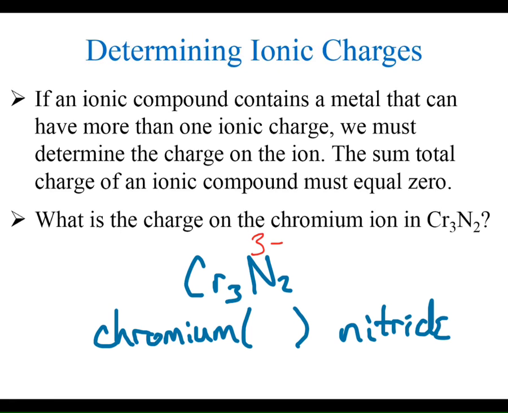So how many nitrides do I have, though? I got 2. So I have a total of 2 times 3 negative, 6 negative. Okay, well, this is a neutral compound. So if all of the anions are 6 negative, then all of the cations must be 6 positive. But I have 3 chromiums combining to give me 6 positive. So 3 times what is 6 positive? Each chromium must be 2 positive. So I write chromium, what? Roman numeral 2.